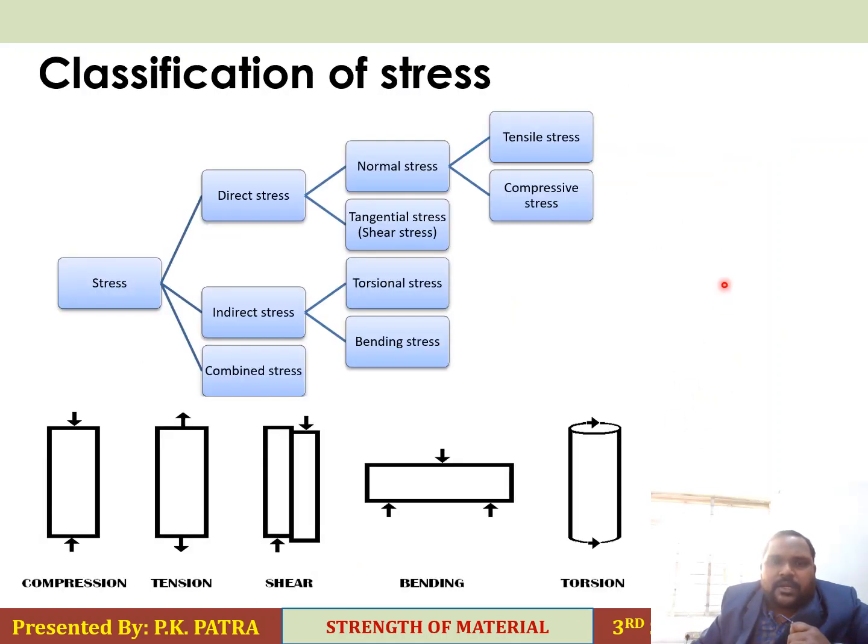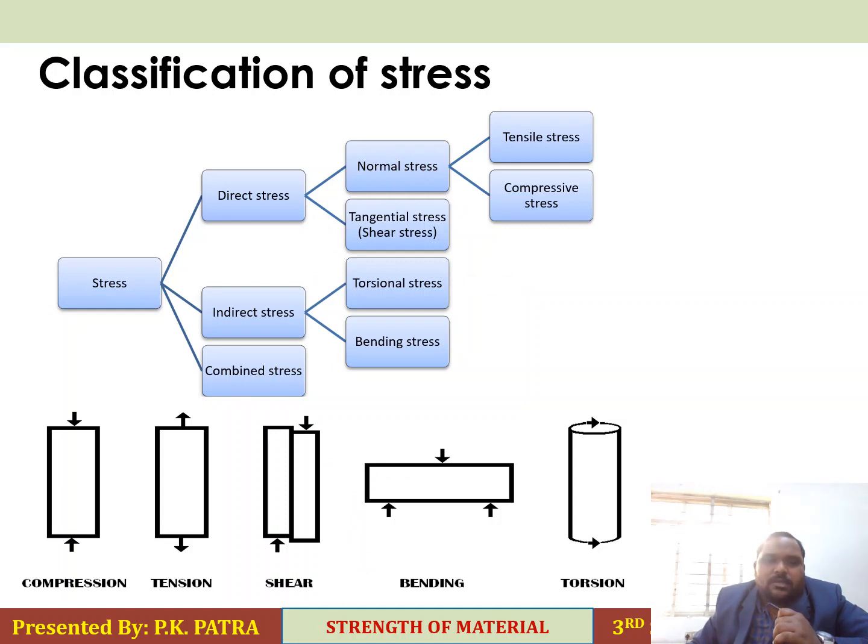So strain measures the deformation. So there are different kinds of stress. If you will compare the stress system, here see stress is divided into two kinds. One is direct stress, another one indirect stress and combined stress. Basically in this chapter we will study about the direct stress and the indirect stress. And what is direct stress? Direct stress is divided such as normal stress and tangential stress. Okay. So what is normal stress?